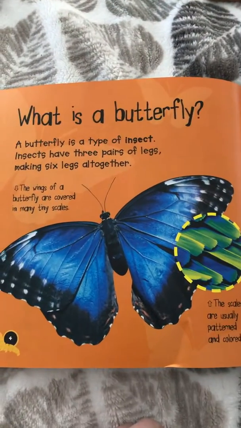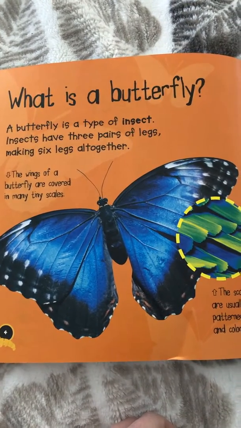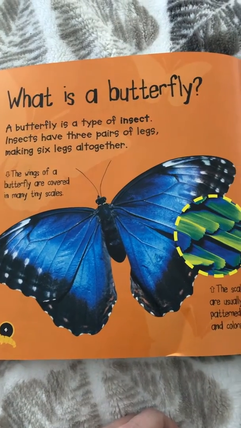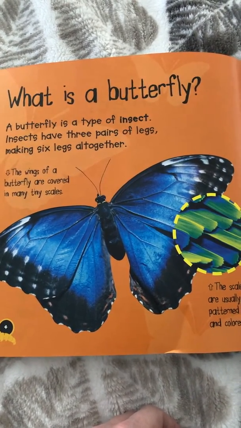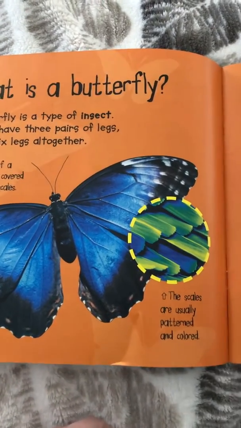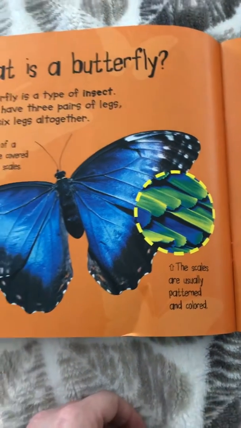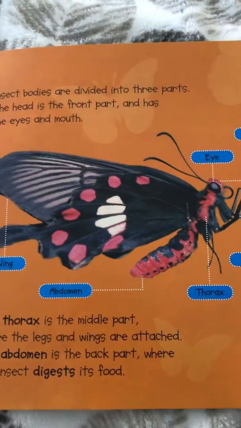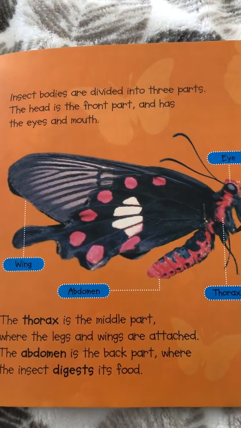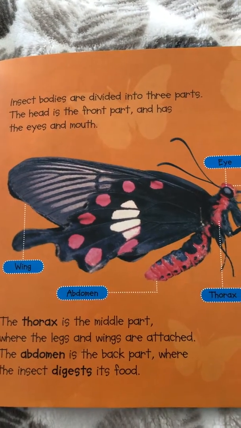What is a butterfly? A butterfly is a type of insect. Insects have 3 pairs of legs, making 6 legs altogether. The wings of a butterfly are covered in many tiny scales. The scales are usually patterned and colored. Insect bodies are divided into 3 parts. The head is the front part and has the eyes and mouth.